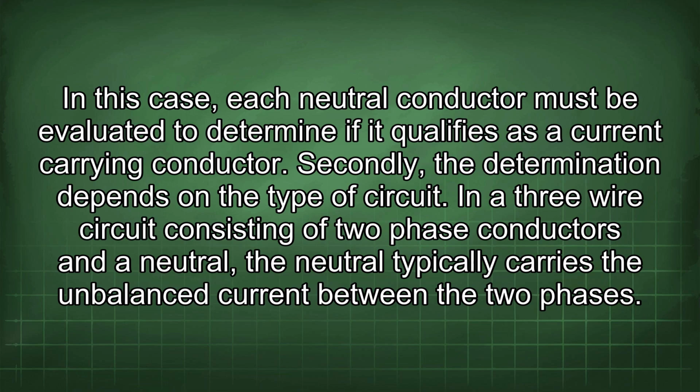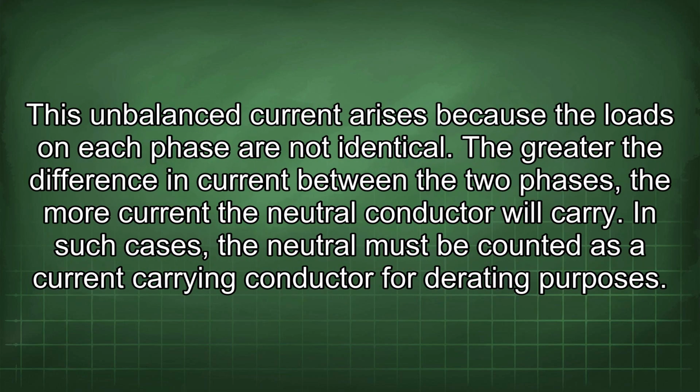Secondly, the determination depends on the type of circuit. In a 3-wire circuit consisting of 2 phase conductors and a neutral, the neutral typically carries the unbalanced current between the 2 phases. This unbalanced current arises because the loads on each phase are not identical. The greater the difference in current between the 2 phases, the more current the neutral conductor will carry. In such cases, the neutral must be counted as a current-carrying conductor for derating purposes.